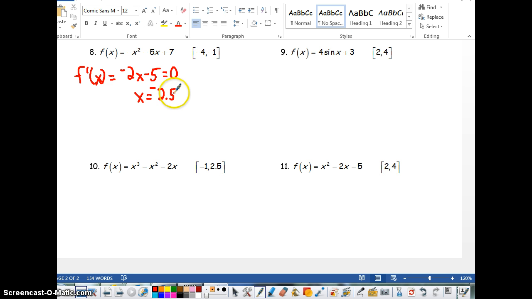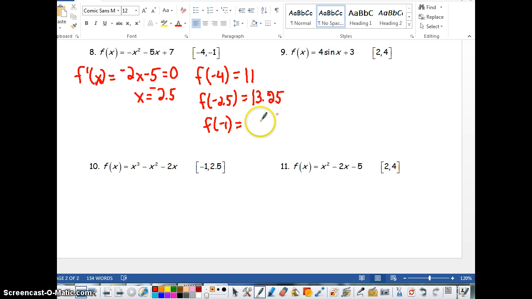It is, however, in between -4 and -1, so we have to look to see what is f of -4, what is f of -2.5, and what is f of -1. How do I find them? The question is, where do I plug those in? It's really 2 spots, either the original or the derivative. Since I want f of that, the y value, it's got to be into the original. So you take -4 and plug it in, and you get 11. You take -2.5 and you get 13.25. And you take -1 and plug it in, and you also get 11.